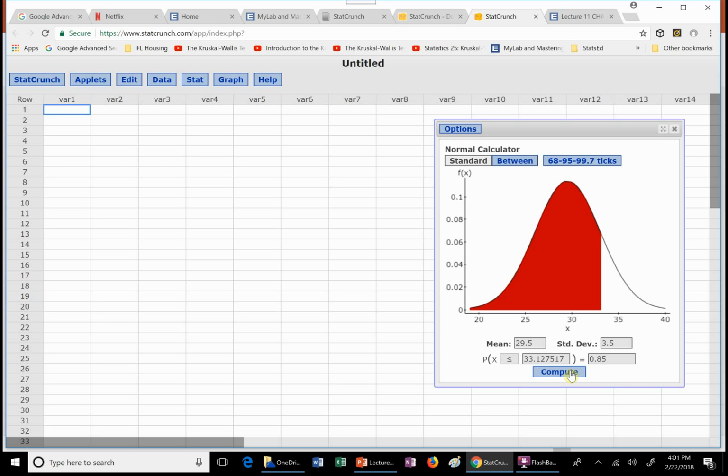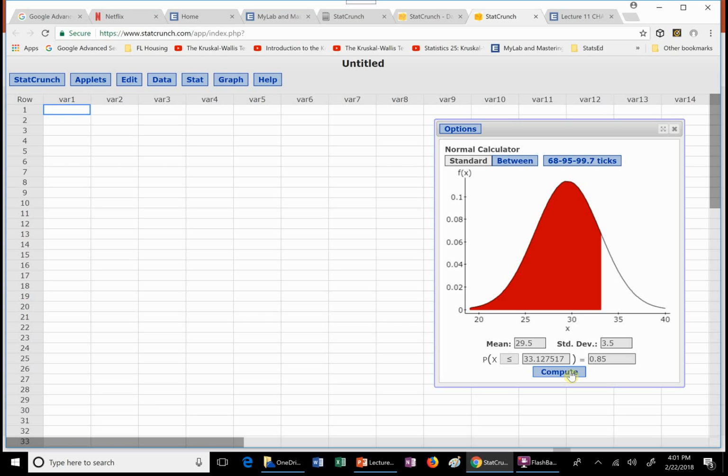So now we're finding out that it's roughly 33.13. Notice that this number here is this area. And I know that I'm doing this right because I want the percentile. It's the probability that I'm less than, so this is doing the right side. So roughly 33.13 is going to be the 85th percentile. We'll just round it off. Everybody good on that?